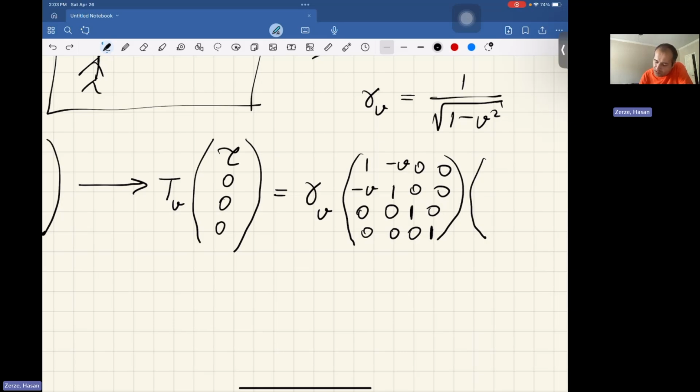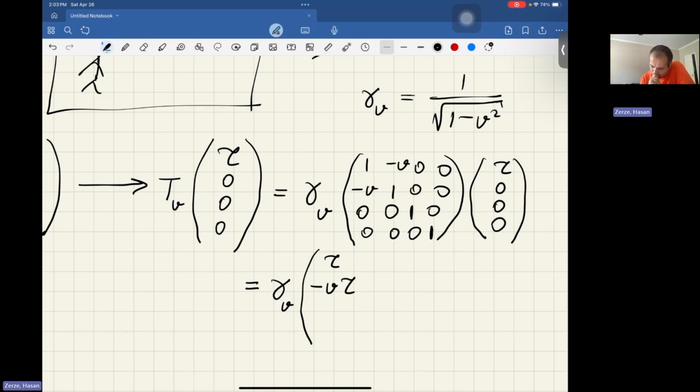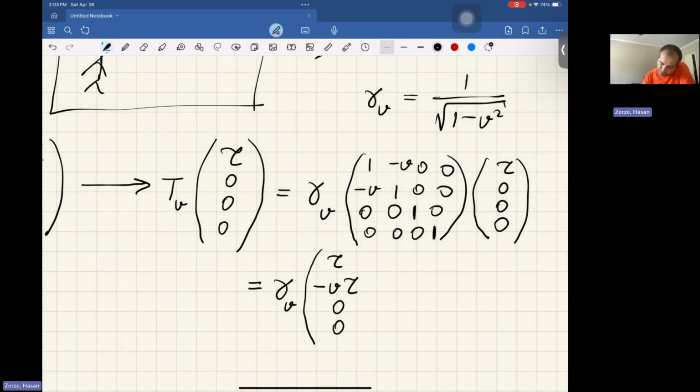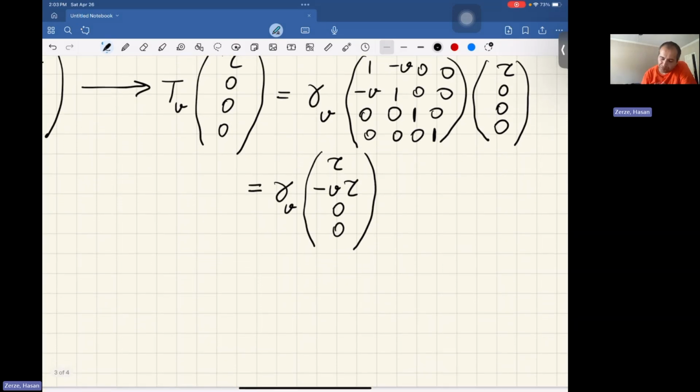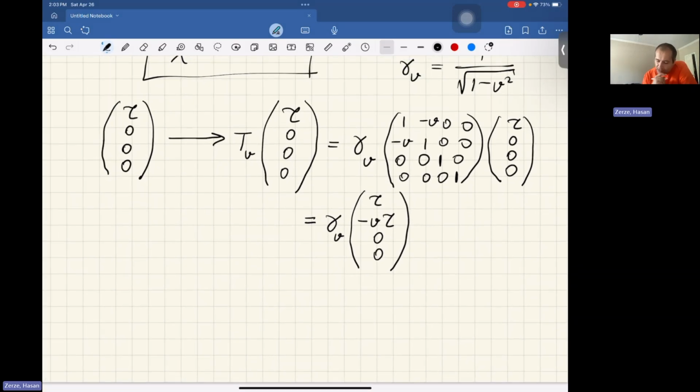This is applied to the tau, 0, 0, 0. If you do the matrix multiplication, we get gamma v tau, then negative v gamma v tau, and 0, 0. Okay, good. So this will be the new four-position.